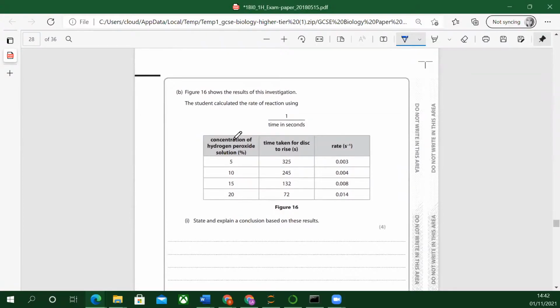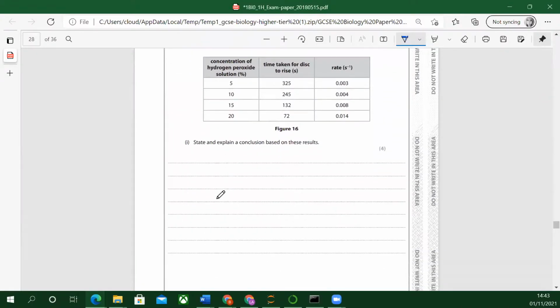So figure 16 shows the results of this investigation. The student calculated the rate of reaction using 1 over time in seconds. So we have concentration, time taken, and rate. So 5, 10, 15, 20, and the time taken just goes down. If you drew the graph, it'd be quite nice.